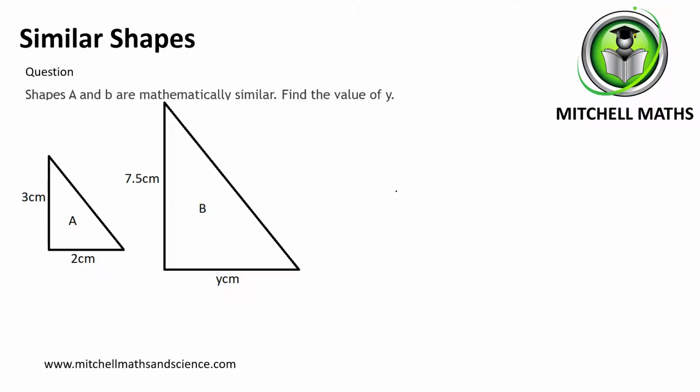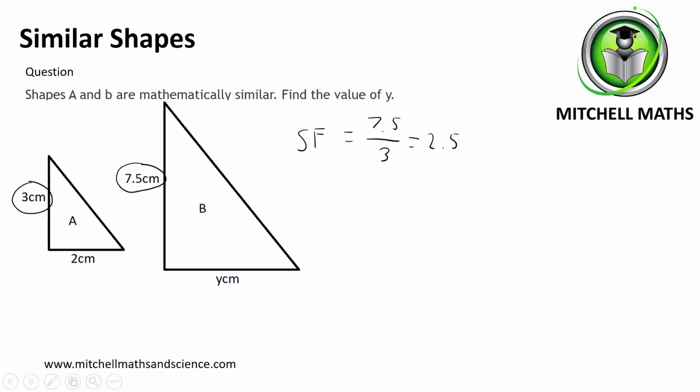Shapes A and B are mathematically similar. Find the value of y. We're going to start the question off in exactly the same way. We're going to find the scale factor. We can see that the proportional sides that we've got are 7.5 centimetres and 3 centimetres. Therefore, we're going to do 7.5 divided by 3, which gives us 2.5.